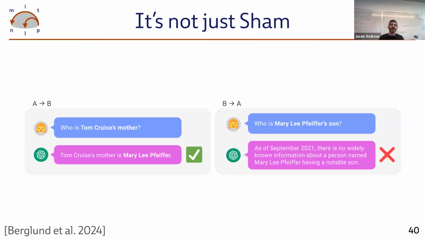You can see results of failures to learn from facts that are always expressed in a particular way, or only a small number of times in the training data. Here's the now somewhat famous reversal curse paper, which notes that you can ask a model who is Tom Cruise's mother, and it'll say Mary Lee Pfeiffer. You can ask the same model who is Mary Lee Pfeiffer's son, and it'll say, I have no idea who this person is, and they definitely don't have a famous son.